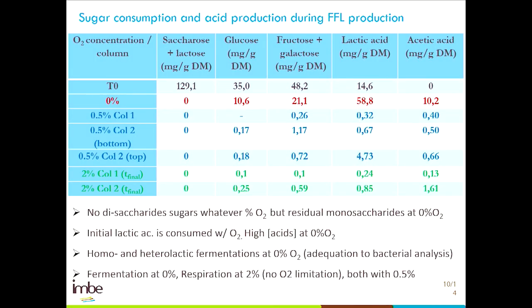I accelerate. For sugar consumption and acid production during the fermentation, we follow the disaccharides, monosaccharides, and lactic and acetic acid production. In initial conditions, we have these concentrations. In all the conditions, all the disaccharides are consumed, but in anaerobiosis, after 3 weeks, some glucose and fructose remained. Lactic acid reaches its highest concentration in this condition, but also acetic acid.